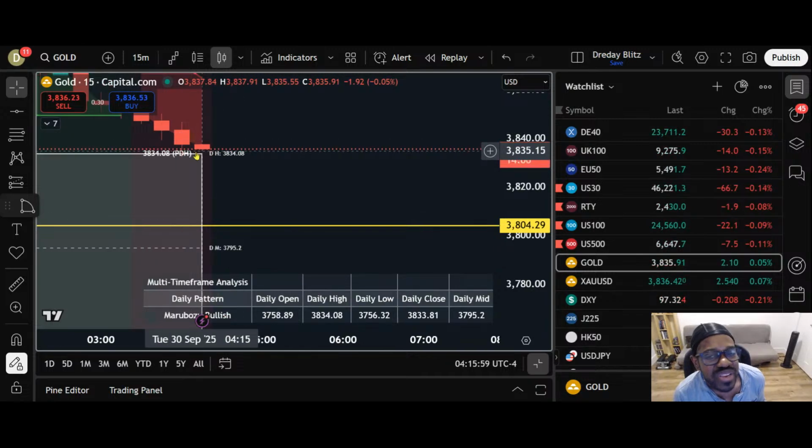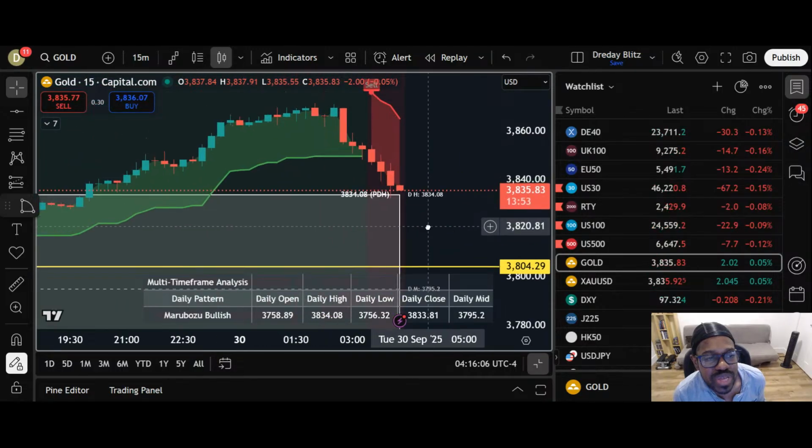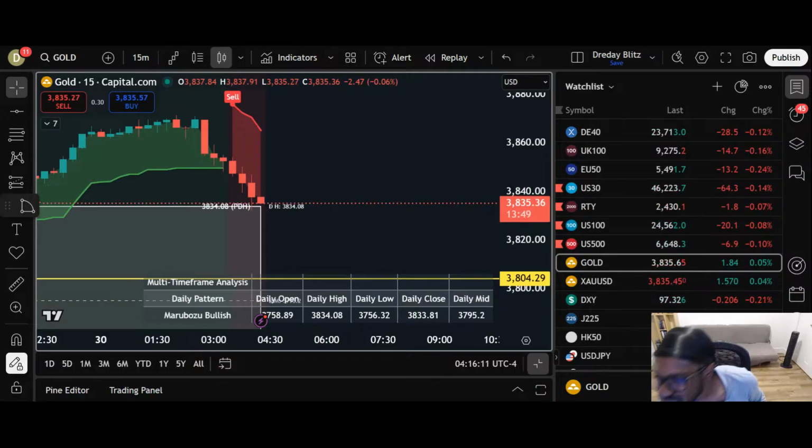So pretty much right here. And this is the 4-hour fair value gap. So we may have a breakdown here towards gold. That's exactly what I was waiting for when market opened. So that's what you should be looking for.